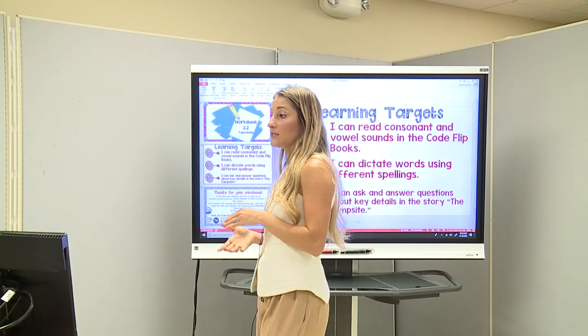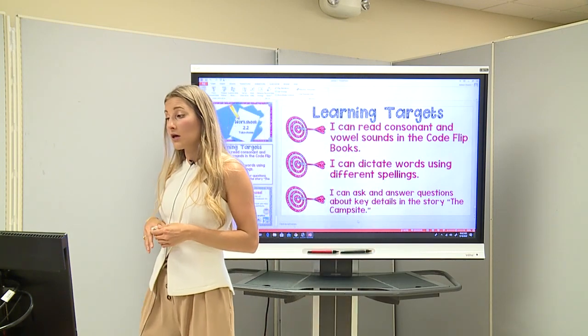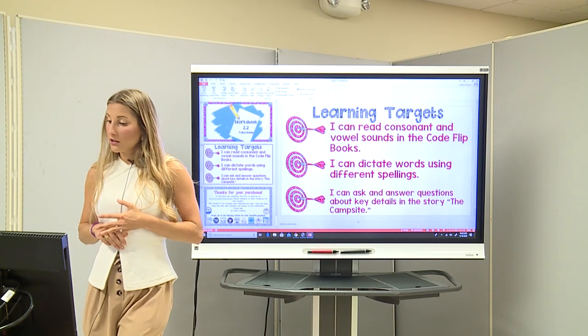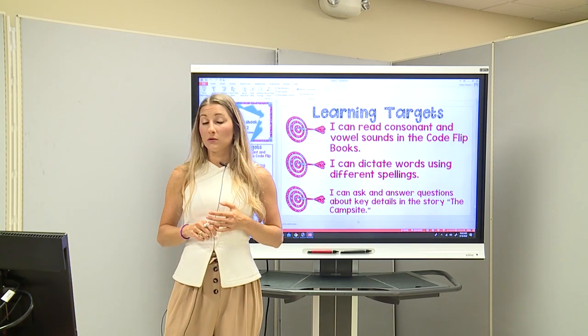You should be able to read some of those consonant and vowel sounds in the code flipbooks, dictate words using different spellings, and answer key questions and details about the story, The Campsite.